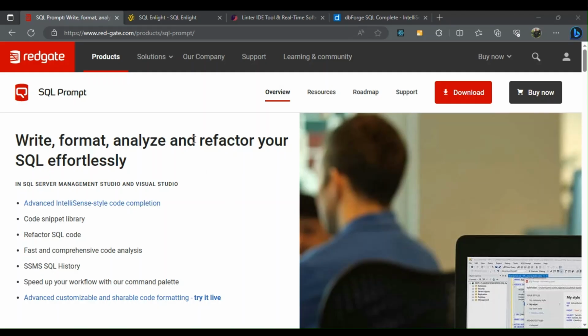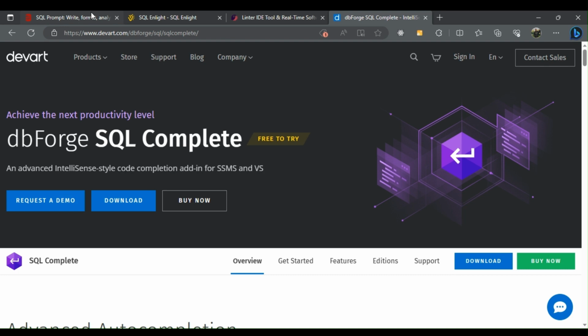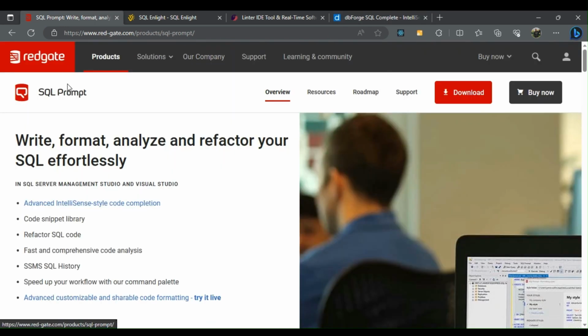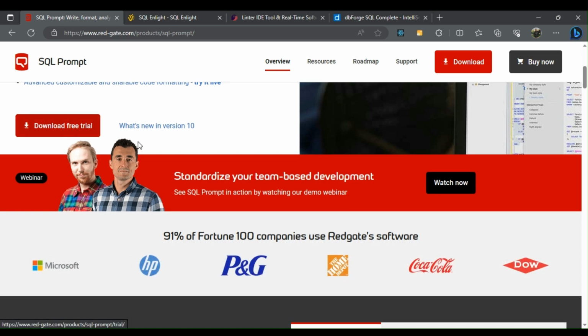Masterful SQL code review tools. The following are the top 4 SQL tools to help you do your job faster. 1. SQL Prompt. SQL Prompt is a tool that will enhance your productivity for SQL Server management.